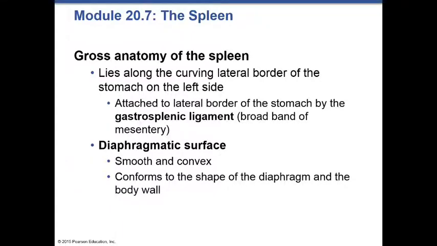The spleen, in gross anatomy, lies along the lateral border of the stomach. It's on the left side. If you recall the fetal pigs, it was the same arrangement. The spleen in the fetal pigs was that little long, thin, tongue-like structure on the left border of the stomach. In the human, it's also on the left side. There is a gastrosplenic ligament that is going to hold it in place, if you will. There's also a diaphragmatic surface that is very smooth, that is up against the diaphragm.